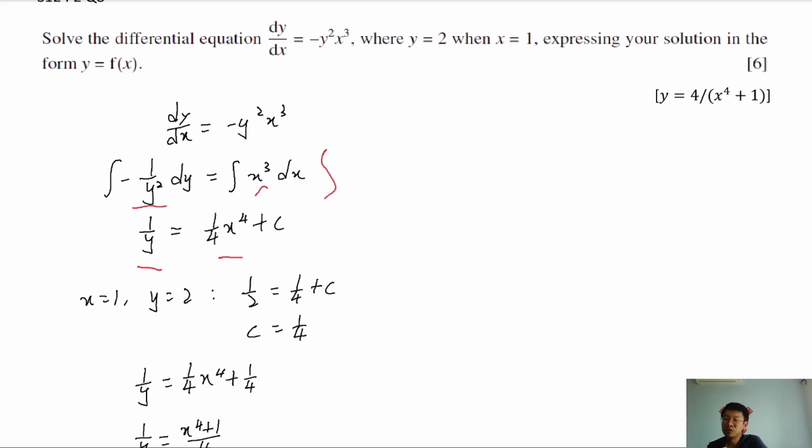So of course, at this stage, what we need to do is find out the value of the c, because the values for the x and y are already given. So we use these values to find the c. If we find the c from there, it is 1 over 4.